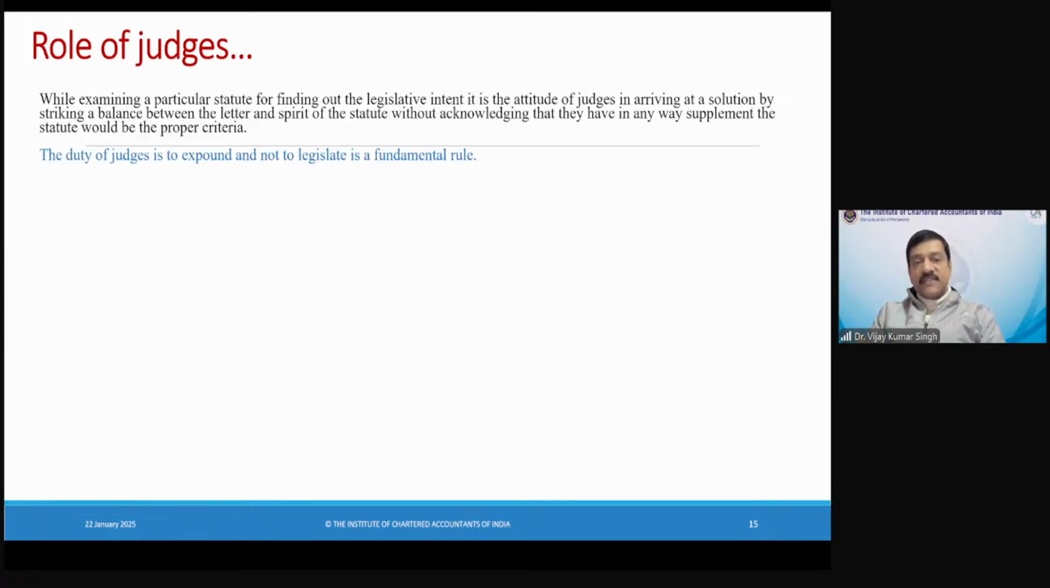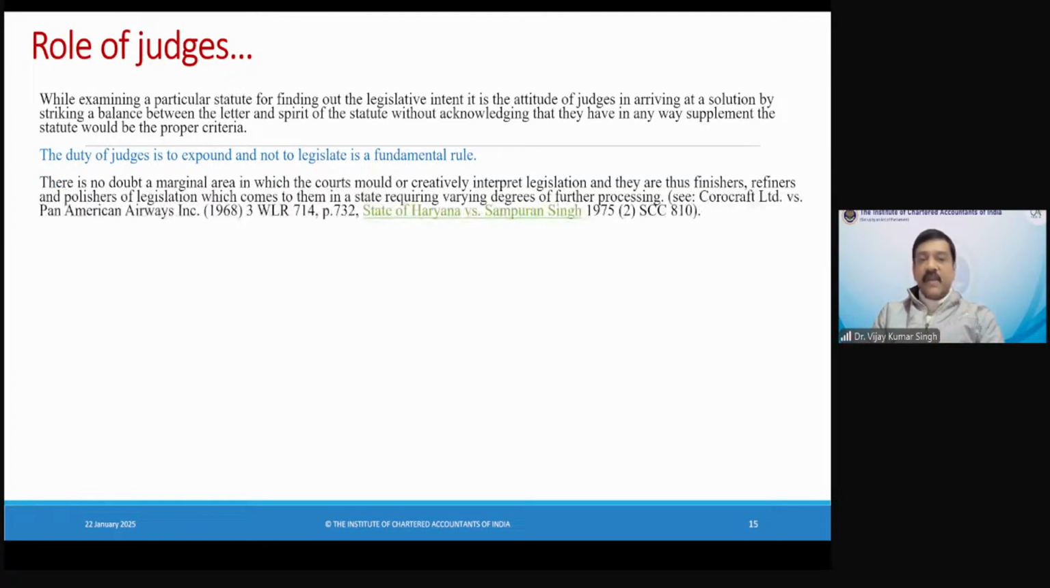Okay, so the duty of judges is to expound and not to legislate is the fundamental rule. So they are not supposed to legislate. They are supposed to give the meaning of that particular word, the construction of that particular interpretation, right? So there is no doubt a marginal area in which the courts mold or creatively interpret legislation, and they are thus finishers, refiners, and polishers of legislation. This is the term used.